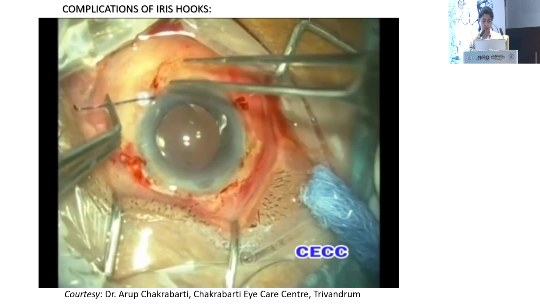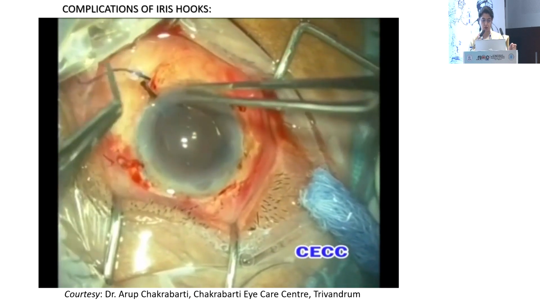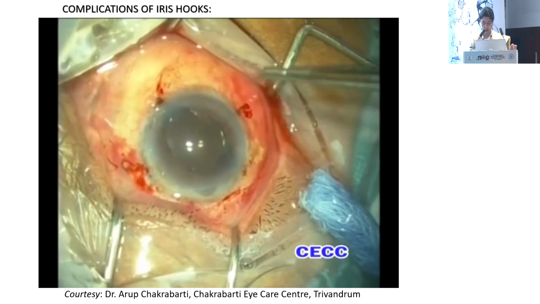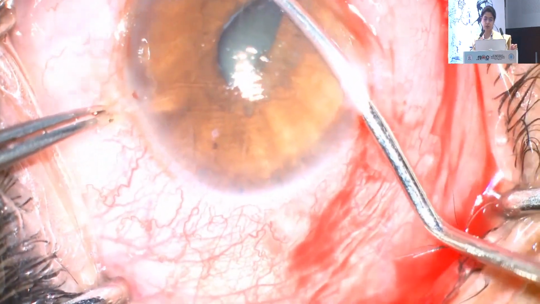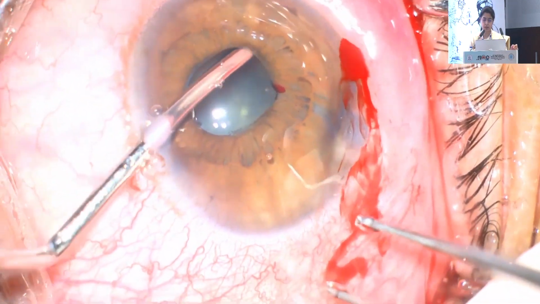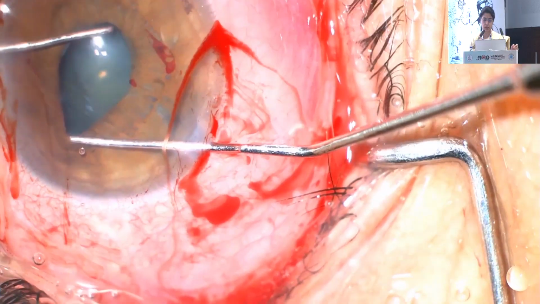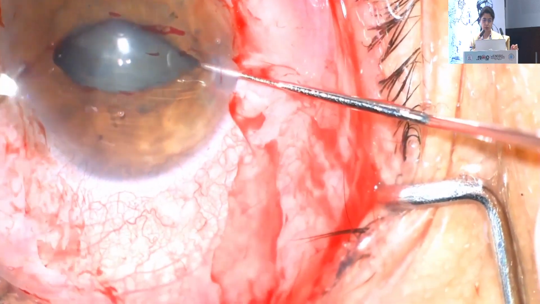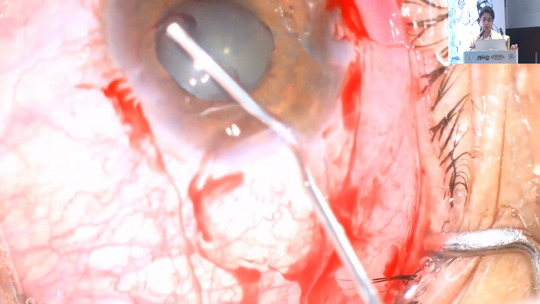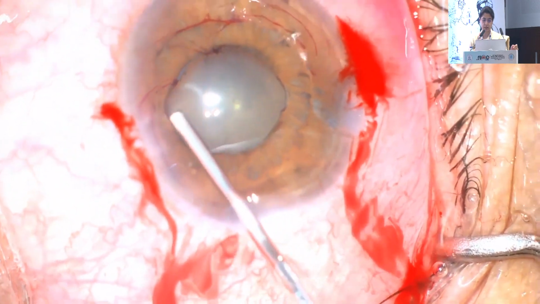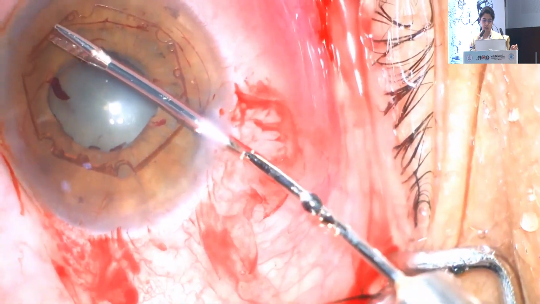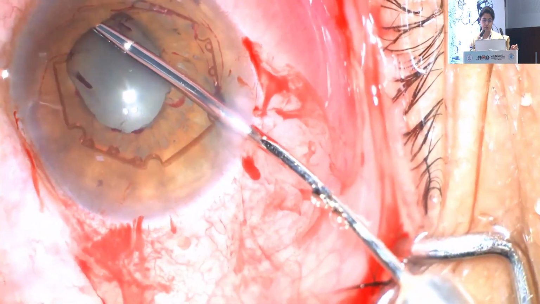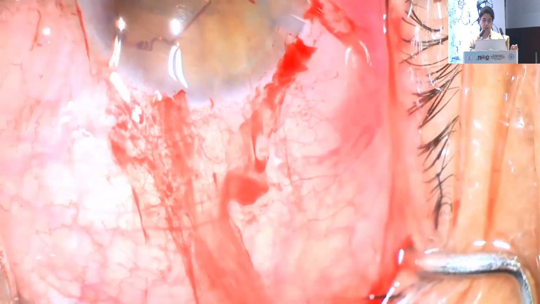While removing the iris hook, one part of the iris gets caught. So please be gentle in these eyes. Now this is the second eye of the same patient. Here I have used a B-hex ring. The B-hex ring is a disposable device which has notches and flanges. You have to do stretch pupilloplasty, inject viscoelastic over and under the iris, and the notches have to be engaged into the iris.